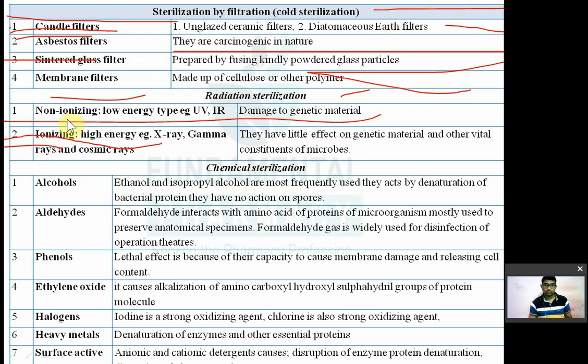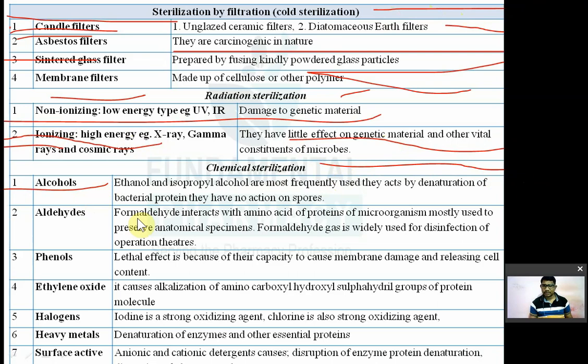Ionizing radiation like X-ray, gamma rays and cosmic rays, they have very little effect on the genetic material and other vital constituents of microbes. देन केमिकल स्टरलाइजेशन, केमिकल में डिफरेंट केमिकल यूज करते हैं. So first one is alcohols. So ethanol, isopropyl alcohol, okay, trichloroethanol, most frequently used.